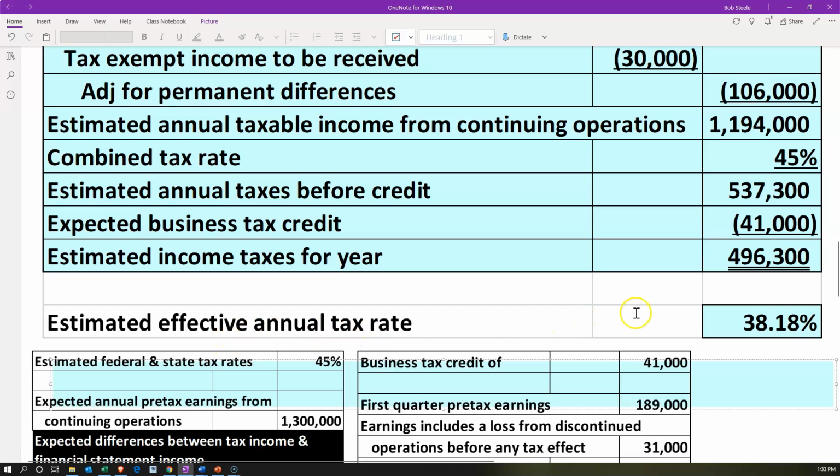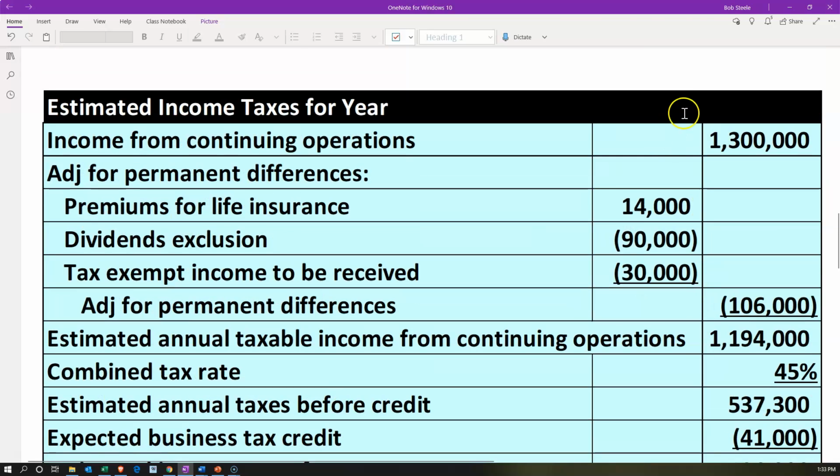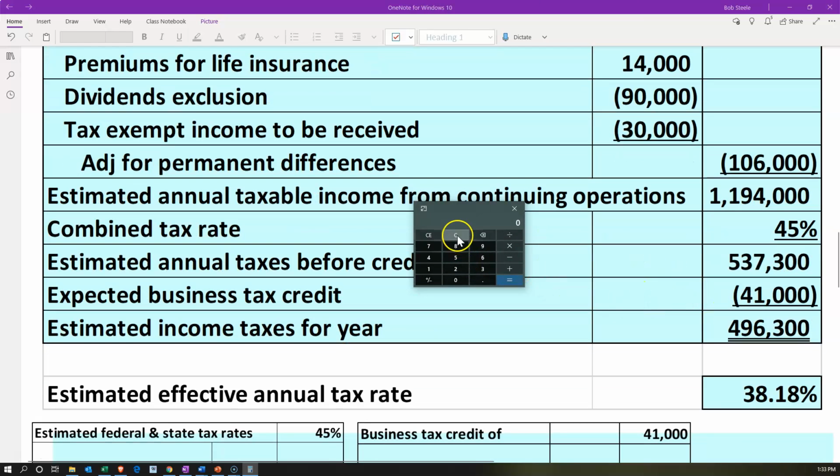And the way we'll do that is we'll take the tax, we're going to do a division problem, the 496,300, and we're going to divide it not by the taxable income, but by the book net income, right? Because that's what we have on a quarterly basis. So by doing that, we're going to come up to a rate that we could basically apply to the quarterly net income amounts, right?